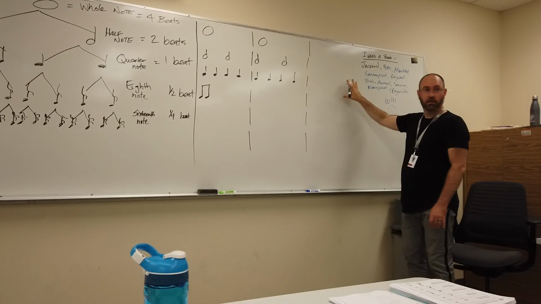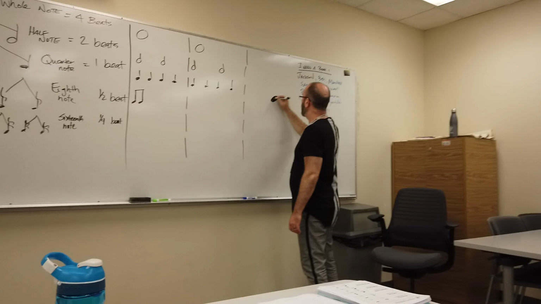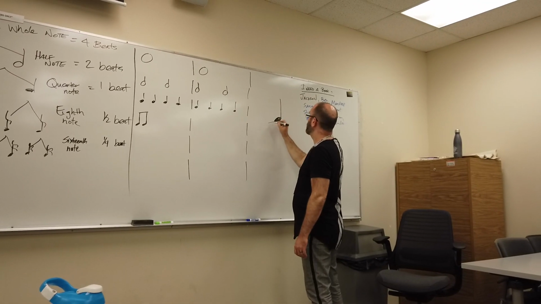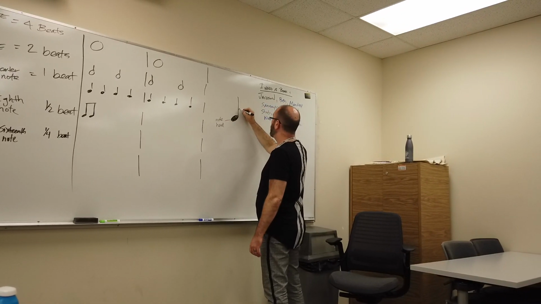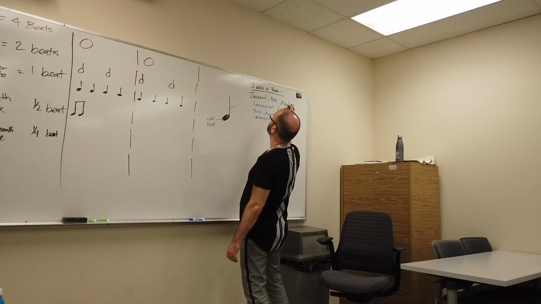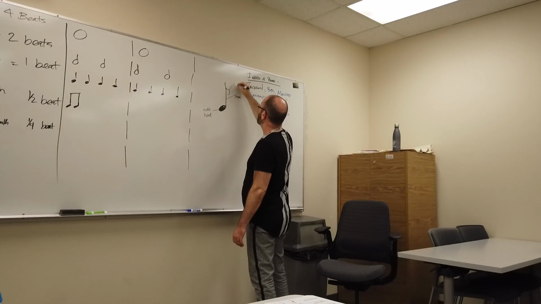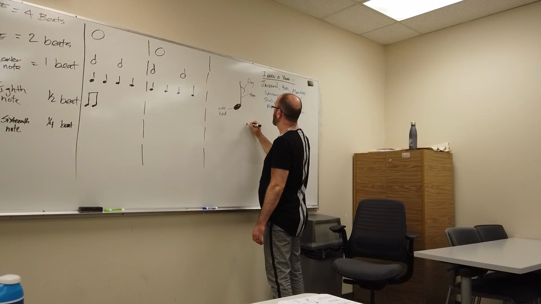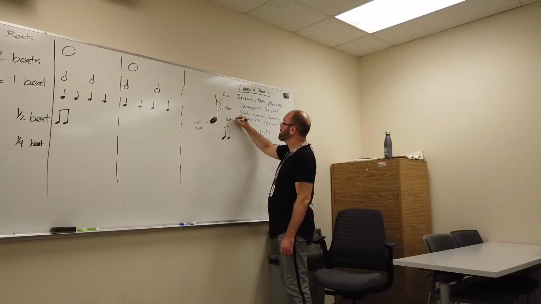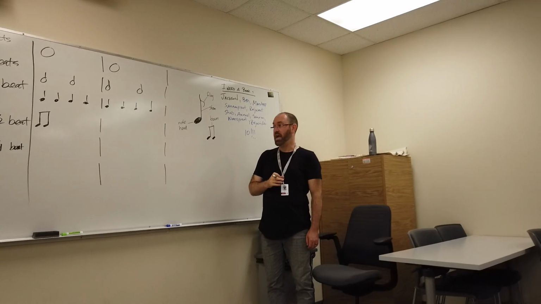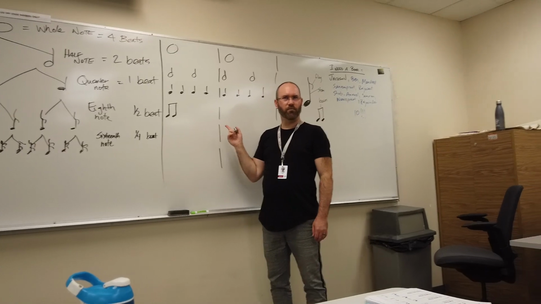So I'm going to start putting the anatomy of a note here. Here's all the parts of a note. This is called the note head. This is called the stem. This is called a flag. And this is called a beam. The beam connects. So now, how many eighth notes can I fit in this bar of 4 beats?